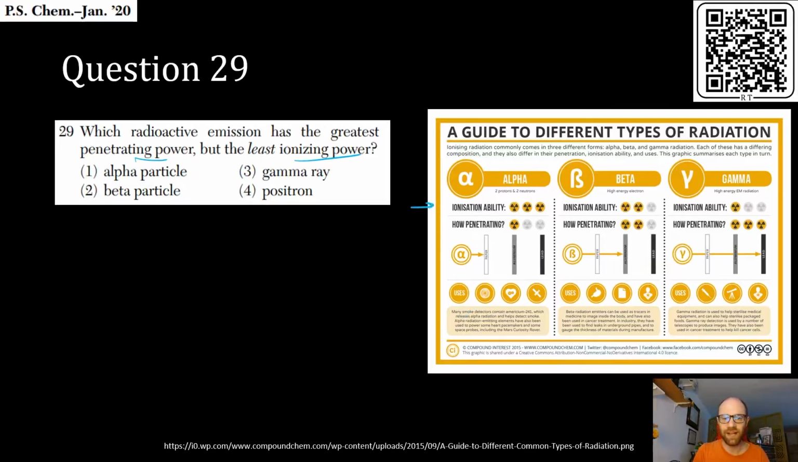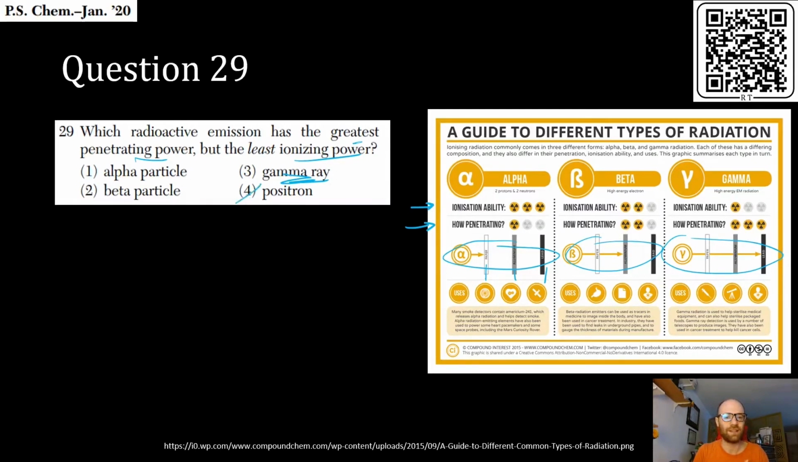But right here we've got ionizing ability and how penetrating. So how penetrating is shown here, where the particles are making it through different layers of shielding. Here we have paper and aluminum and lead, and the same with the other ones. Alpha particles can be stopped by paper. Beta makes it through paper, stopped by some sheet of metal, and then gamma is mostly stopped by a sheet of lead. So we want the greatest penetrating power. Already I'm kind of leaning towards gamma as a possible answer.